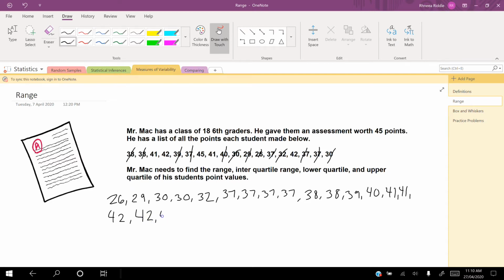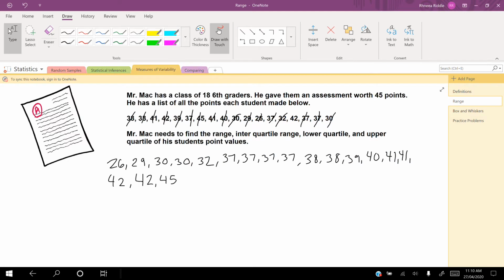And then 45. So this is our list of all of our numbers and our data. So now that we have them all in order, we can go ahead and find the range. So our highest number is 45 and our lowest is 26.